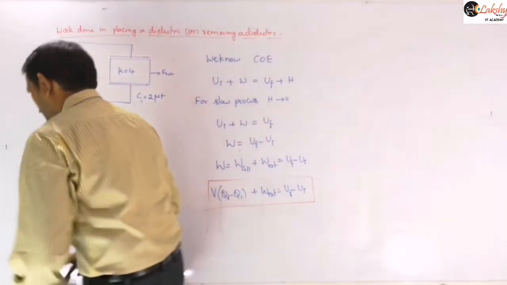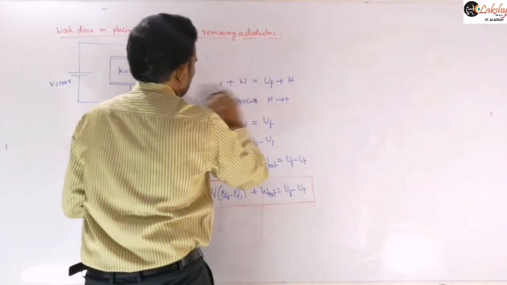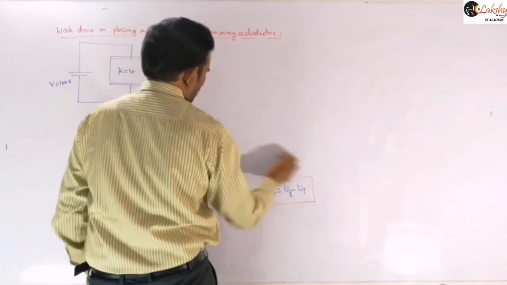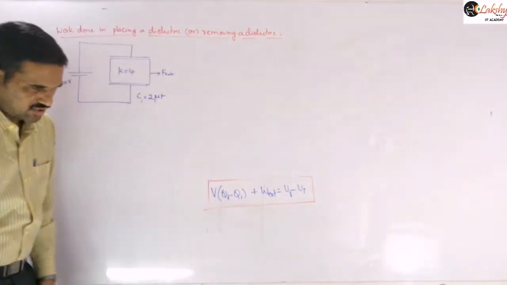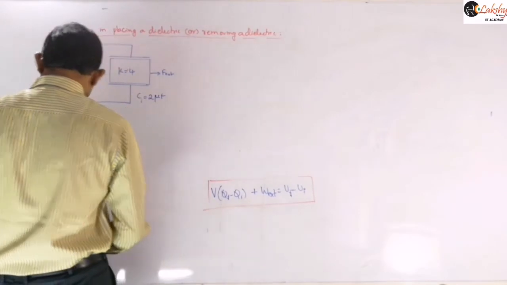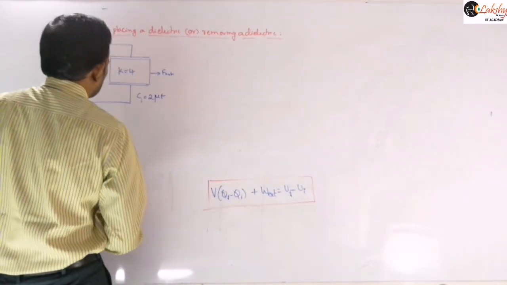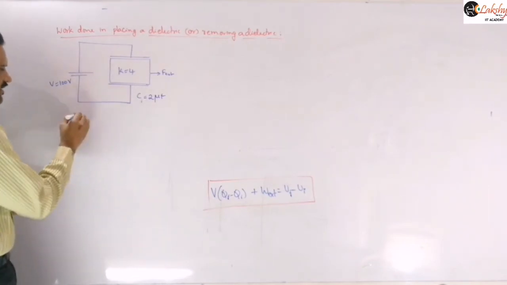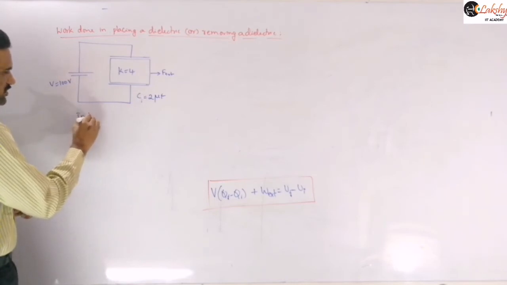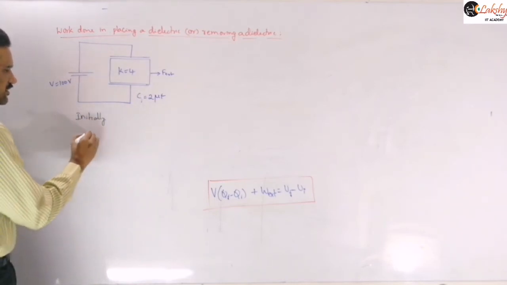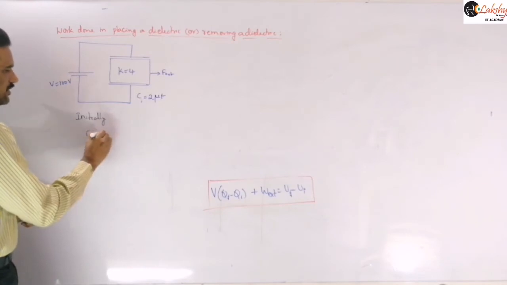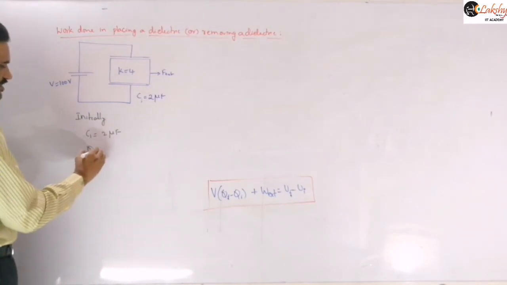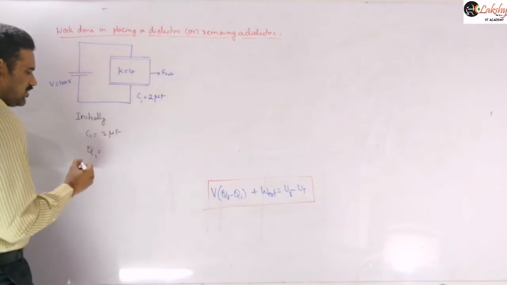So let us write the data we need here. Let us write the initial energy and final energy, or initial charge and final charge. I am writing initial and final data first, so that you can directly substitute in our equation. Initially, capacitance is C, 2 microfarad, and the initial charge I am writing here, let it be Q1 or Q initial.